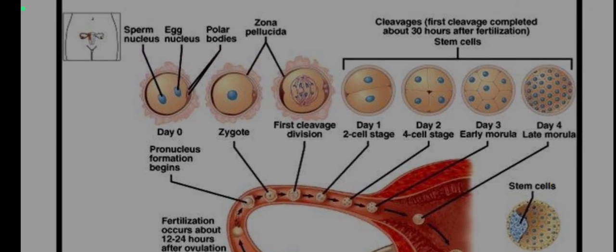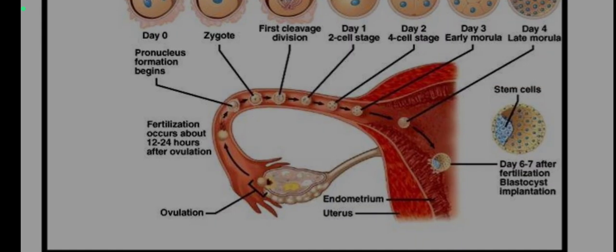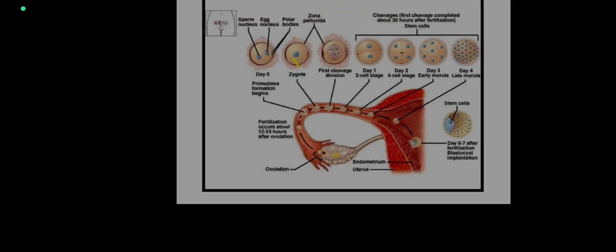The blastula stage itself is known as a stem cell. We get the stem cell from an egg and sperm, which give rise to a fertilized egg that forms the zygote, then the first cleavage division, the second cell division, the fourth cell stage, morula, late morula, and the blastula stage is known as a stem cell.